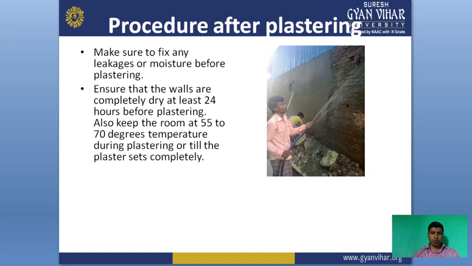We have to make sure to fix that leakage. There is no leakage, no moisture before plastering. The next is ensure that the walls are completely dried 24 hours before plastering. Also keep the room at 55 to 70 degree temperatures during plastering, or till the plaster sets completely. This is the complete procedure to follow when plastering is used.